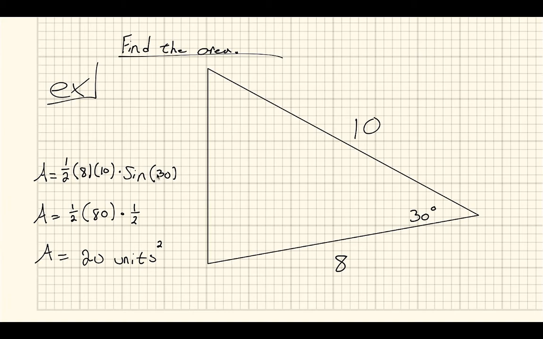If you didn't remember sine 30 is half, you can still plug that right into your calculator and get the answer. Make sure you're in degree mode though when you do that. So, all right, that is the side angle side formula for that. Go ahead, try to do some of those. Check out the homework for today's lesson.